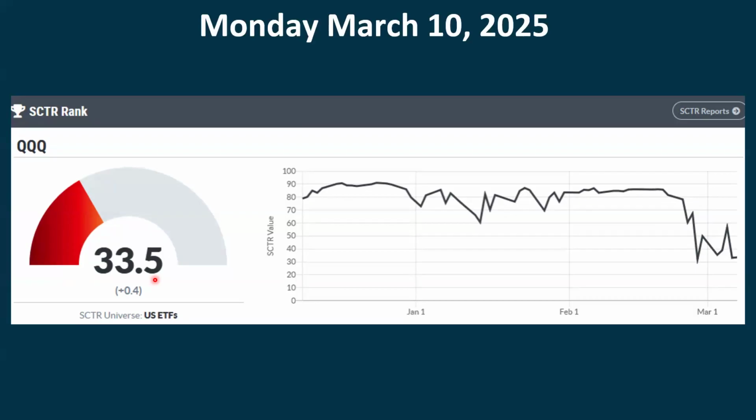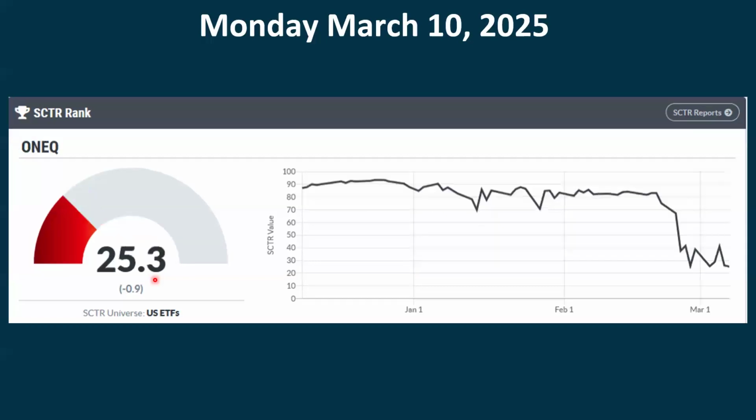Then in third place are the big tech stocks. This is the NASDAQ 100, and it's coming in at 33.5. Then we have the NASDAQ itself, which has actually been outperforming the NASDAQ 100. Well, lately, you can see how the score has really been coming down here. It's coming in with a score of 25.3.